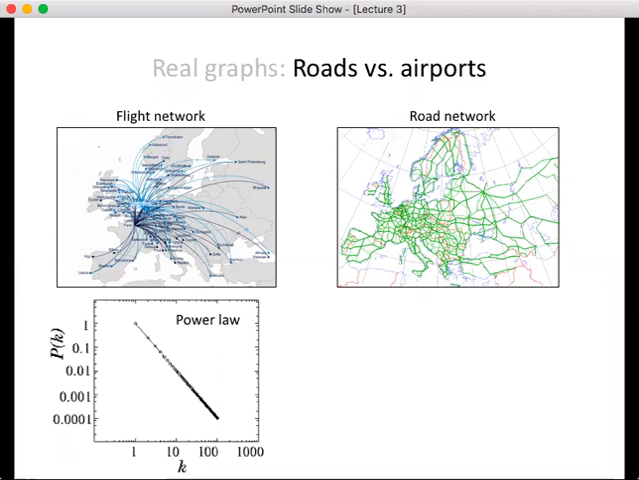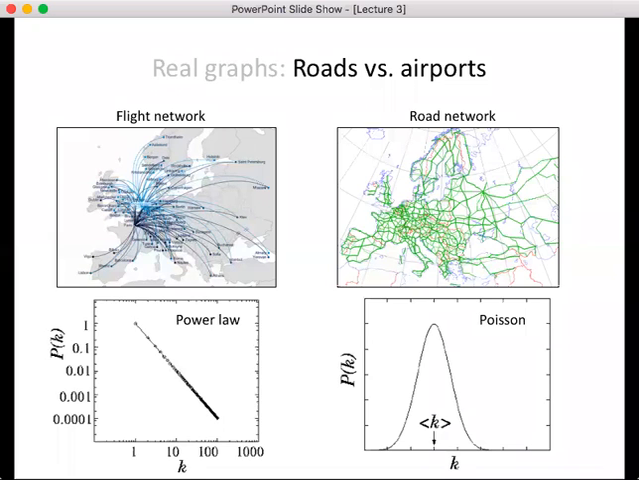What about the road network? Do you think the road network will have a power law distribution? Okay, you say correctly no, and that's correct. In fact, you get a very nice Poisson distribution when you look at the degree of different cities or crossroads in the road network. Why?